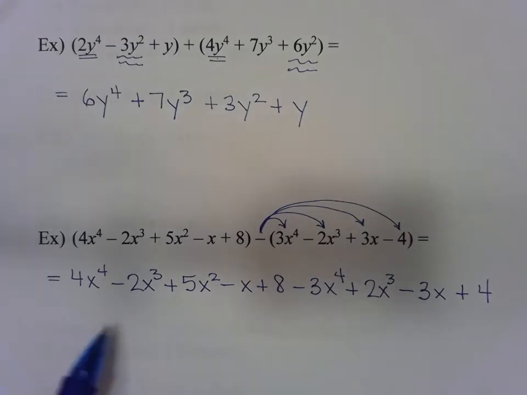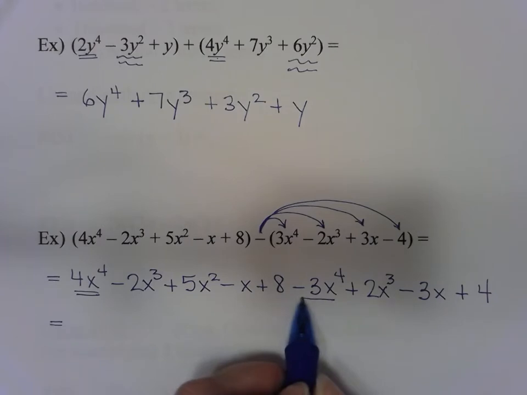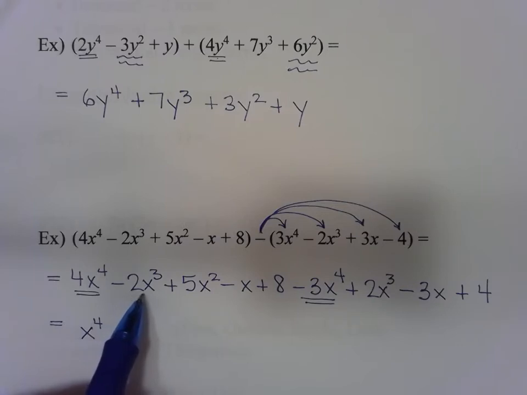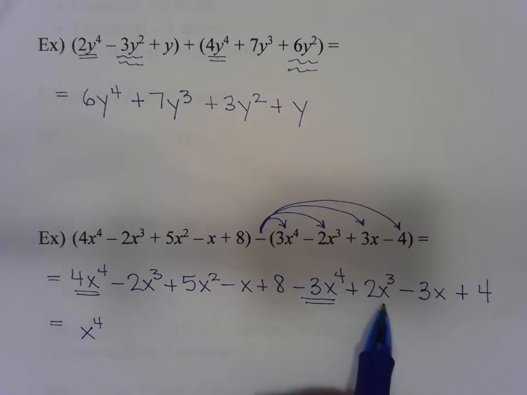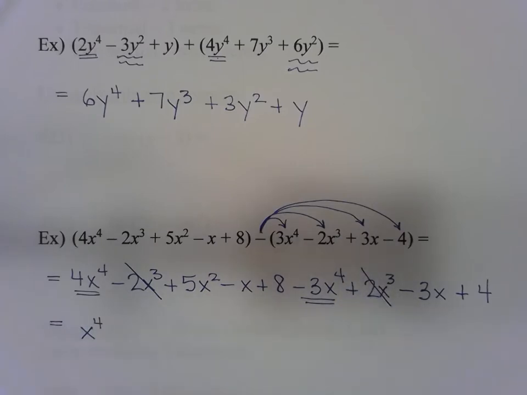Now this really is just like the problem we just did. We're just combining like terms, and we want to write the final answer in descending order. So I'm going to start with the highest exponent again, which is the x to the fourth. So I have 4x to the fourth and negative 3x to the fourth. So that's just going to give me 1x to the fourth. Then I have negative 2x cubed and positive 2x cubed. So those are actually going to add to 0 and cancel each other out.